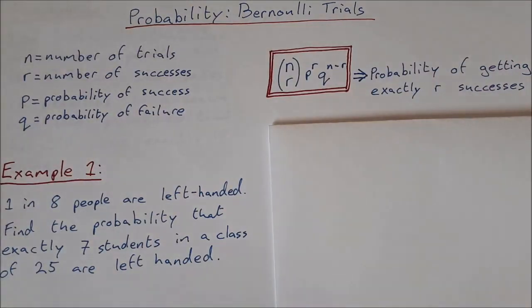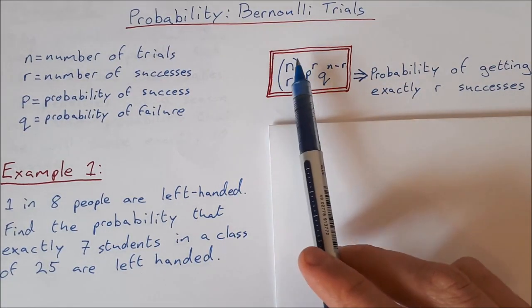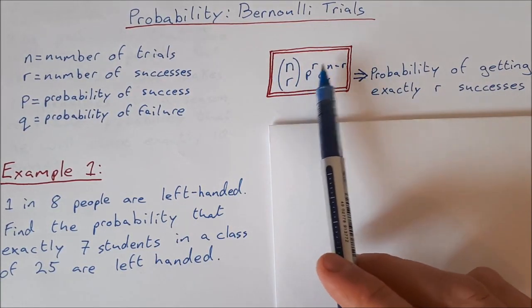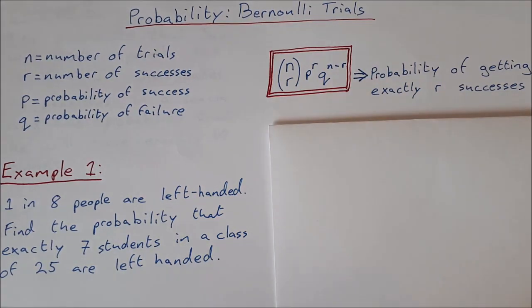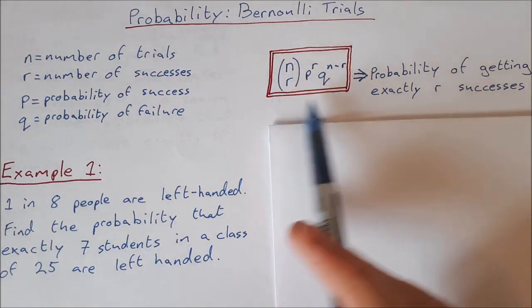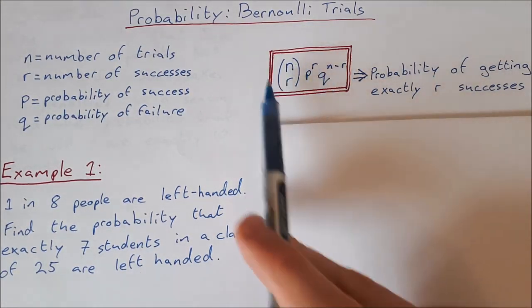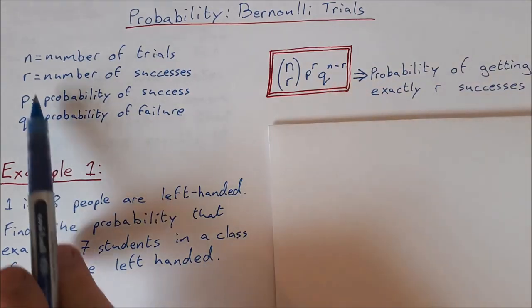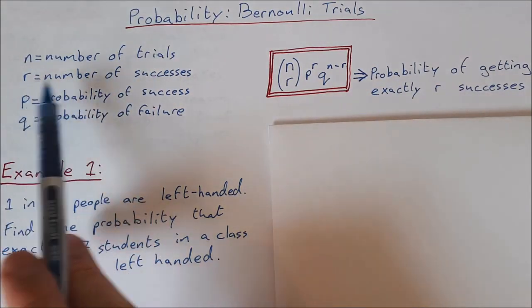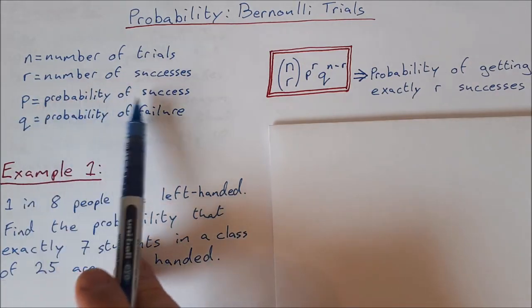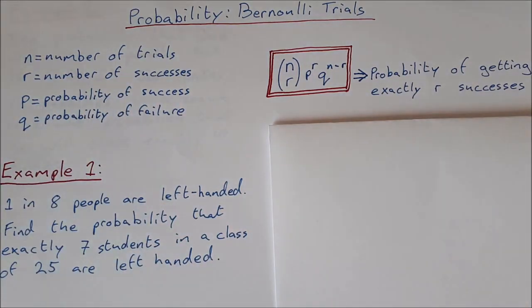So a little bit about Bernoulli trials. This is the formula, maybe you recognize it. This is n choose r times p to the power of r times q to the power of n minus r. Now, I'm not going to use the formula as such. I'm going to show you a way to just reason out and talk yourself through the question, and in that way you actually make the formula without having to remember all of these things. But if you prefer to use the formula, you absolutely can. So n is the number of trials, r is the number of successes, p is the probability of success, and q is the probability of failure.